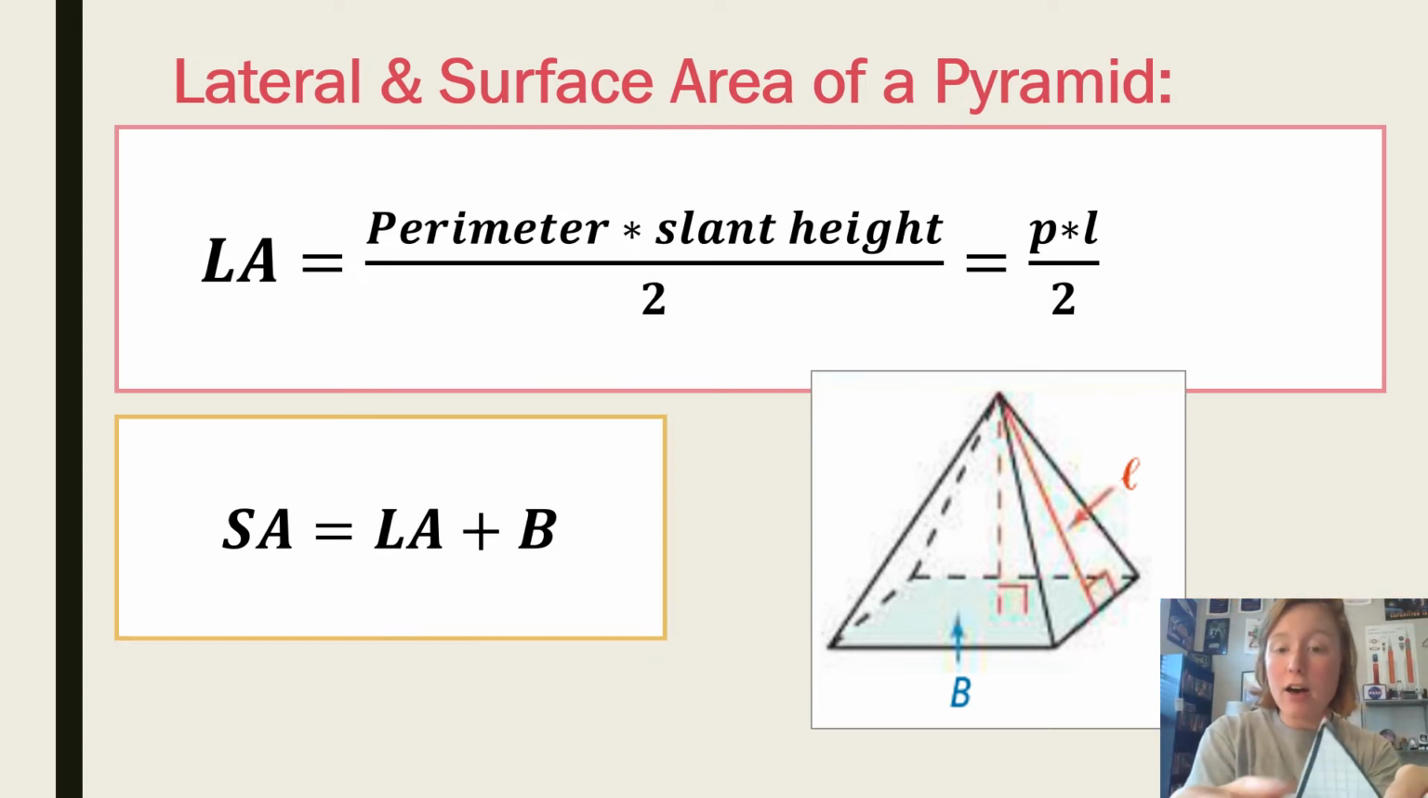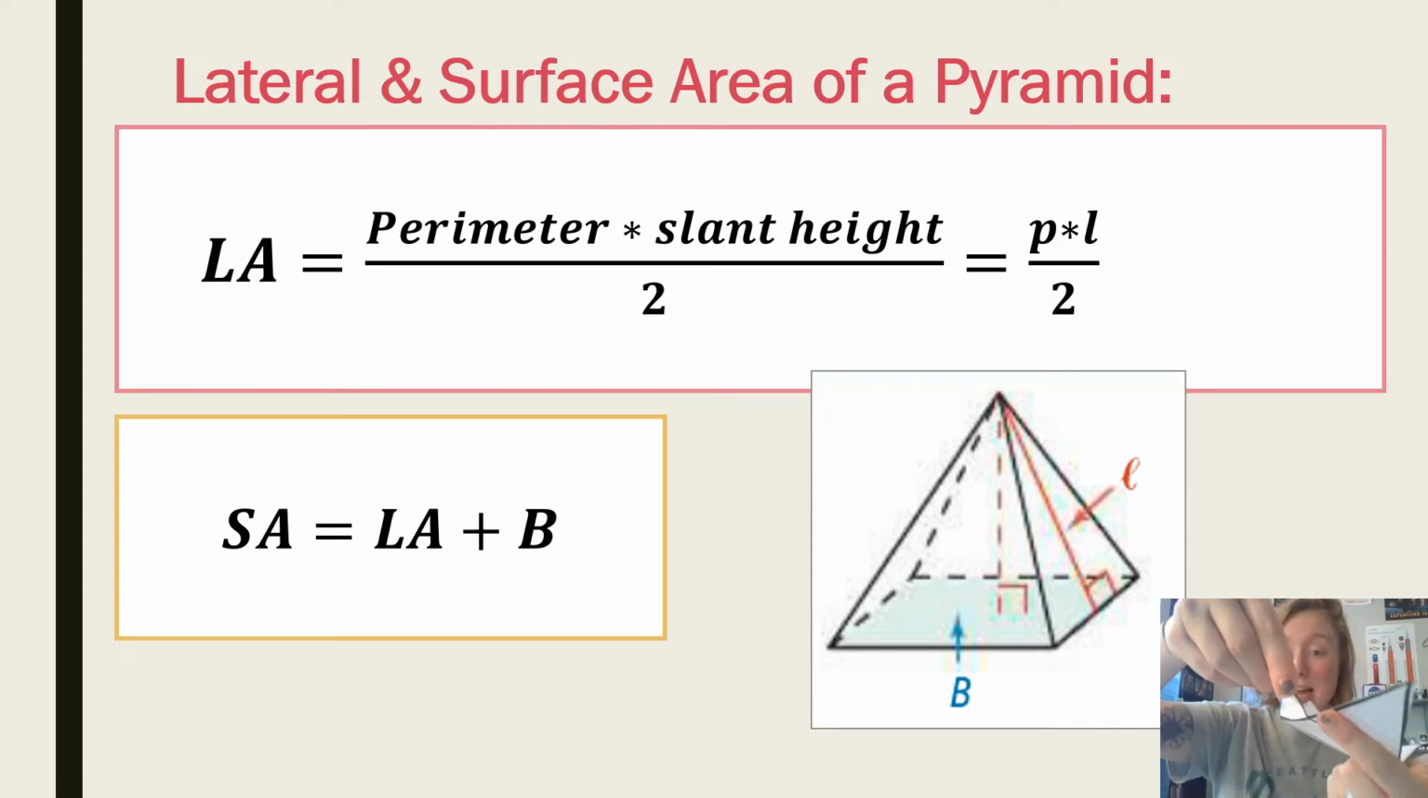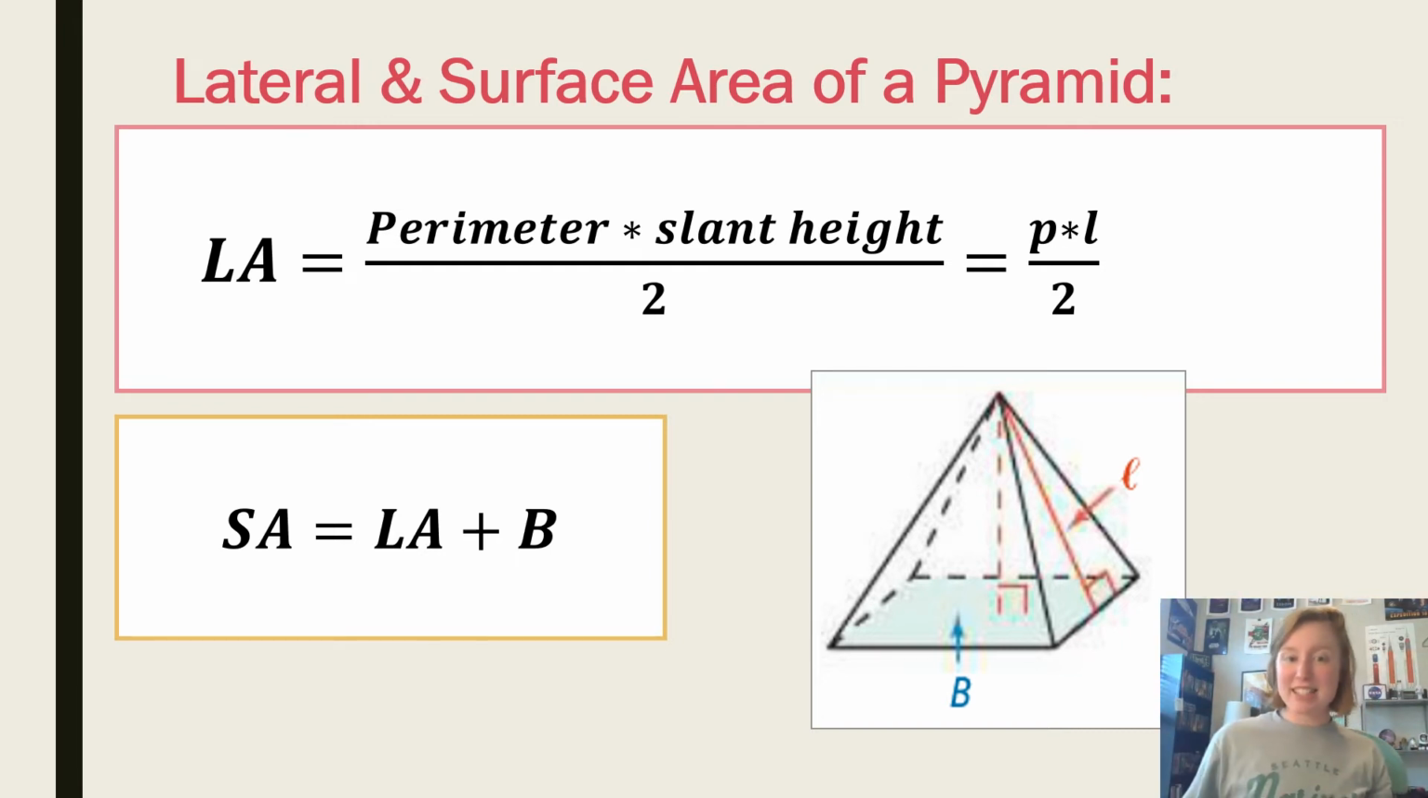And to find the area of one triangle, I would do base times height divided by 2, right? So now instead of just finding one, I'm going to do this base and this base and this base and this base times the height, because the slant height of each of those triangles in a regular base pyramid is going to be the same. So I'm going to do the perimeter of the base times the slant height, because the slant height is going to be the height of a single triangle, right?